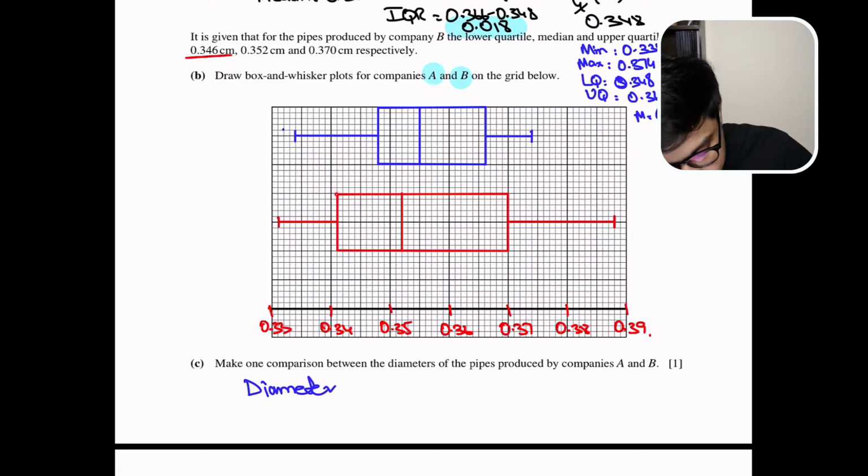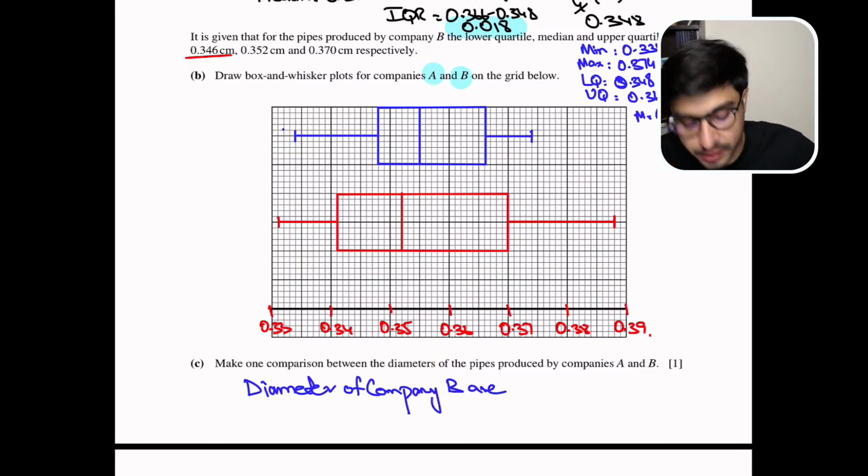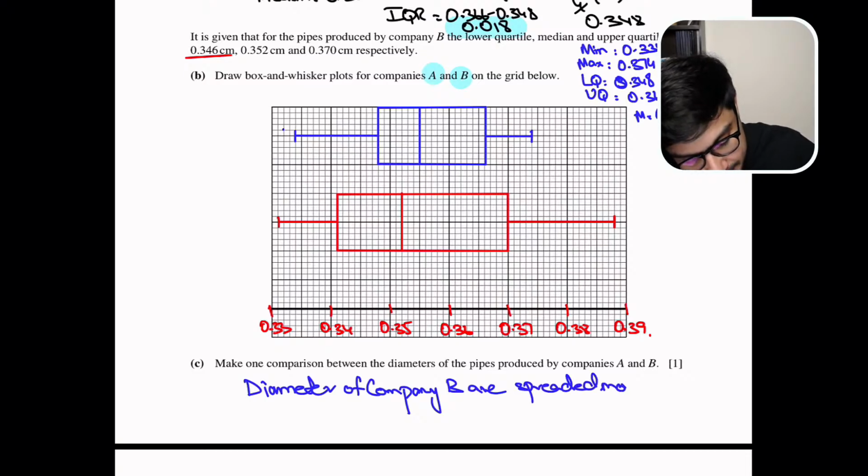the median, the minimum is smaller, the maximum is bigger, the upper quartile is bigger, and so, or we can just write it as diameters of company B are spread more than company A, and that is going to be it, right? That is going to be it.